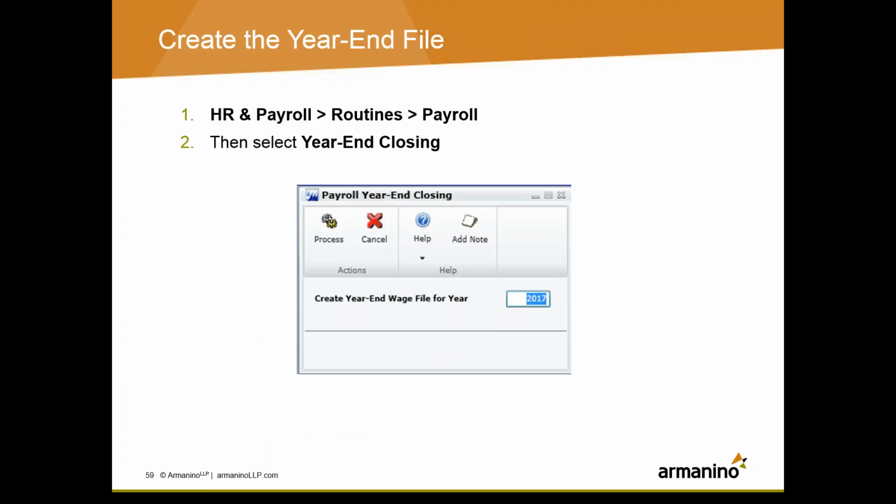To create the year-end file, you simply go to the payroll routine section, and then you will select the year-end closing. Here you want to make sure that it is selected for 2016, and then you will click on the create button. The year-end wage report file can actually be recreated through the year-end closing window. You can delete them if it was wrong and then recreate them. Just make sure that you have backups prior to doing these processes so that you can go back and do the close again.